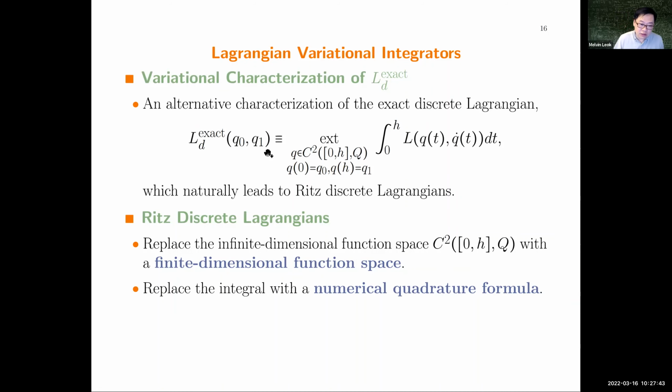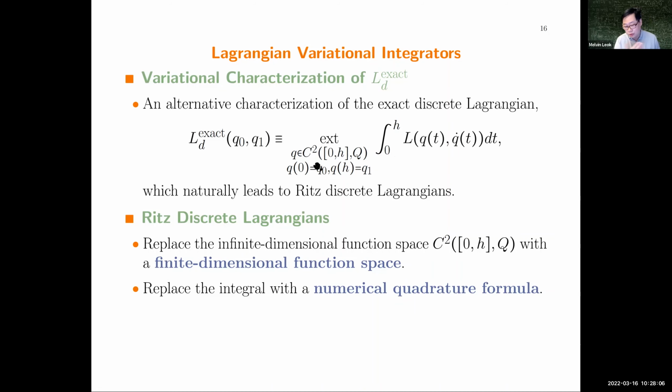I'm going to say that the exact discrete Lagrangian is the extremizer of the action integral over the class of curves which are sufficiently differentiable and which satisfy the boundary conditions. So you have q0 and q1, and you want to have a curve q(t) which agrees with those endpoint conditions, and I want to extremize this action over that family of curves.